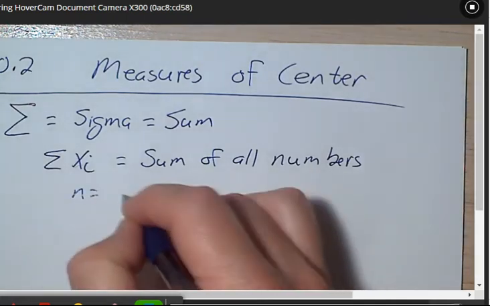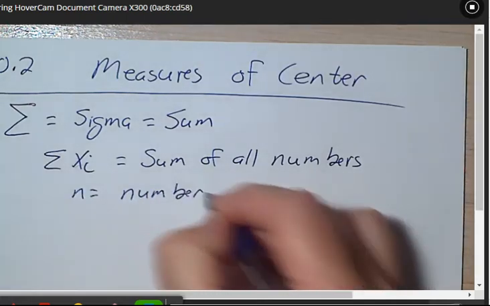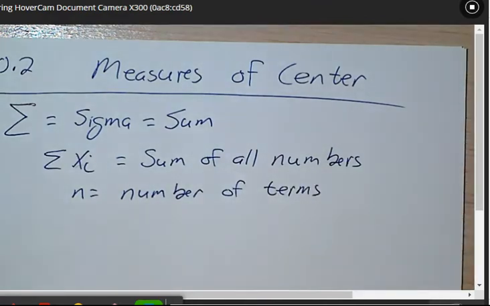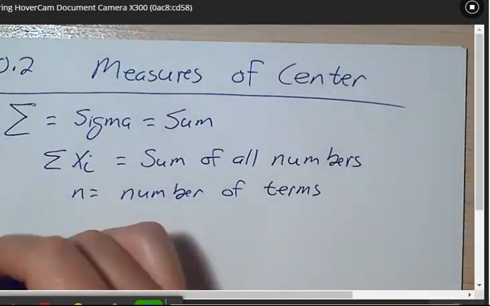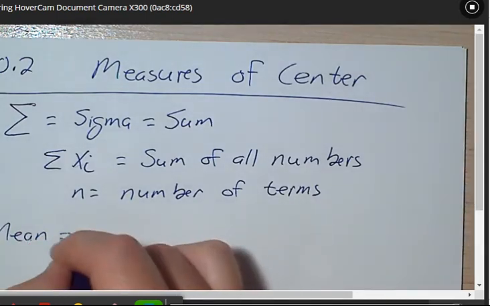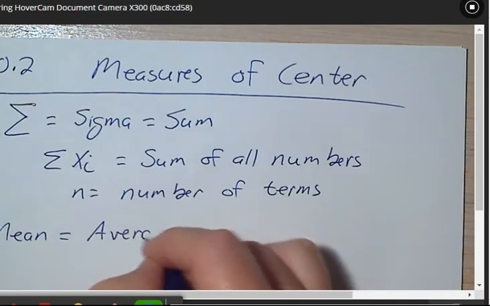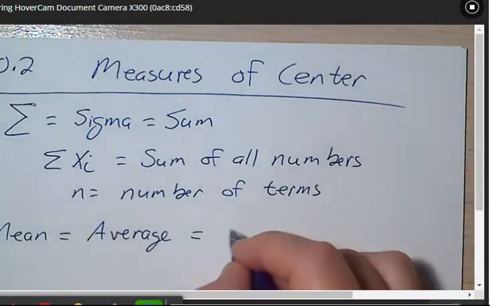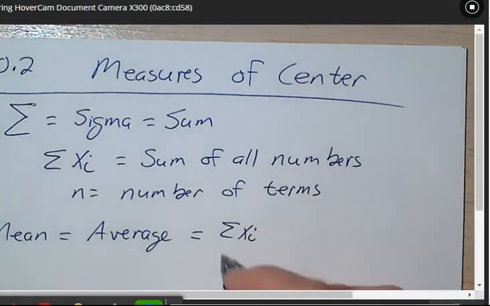And for a lot of what you're going to see on these, that n is going to equal your number of terms. And one of the big, really three things that they're going to look at for this part of it is talking about the mean. Again, the mean is just the average. So the mean is the sum of all the numbers that you have, or the sigma xi, divided by how many numbers that you have.